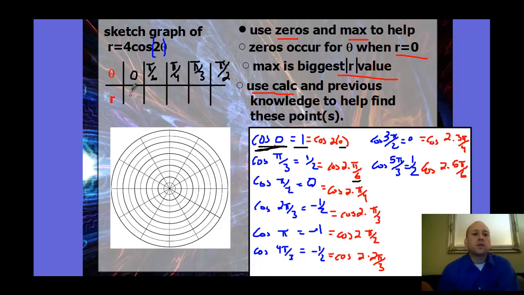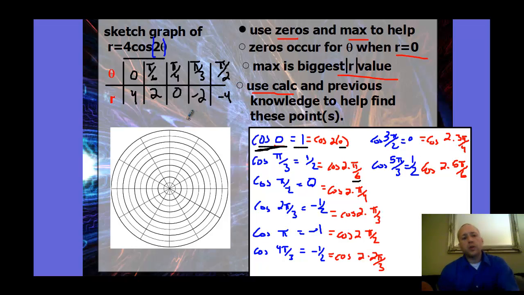And so then 1 times 4 would be 4. I have to finish up the equation up here though. At pi sixths, I would get the 1/2 when I plug it in here. I get 1/2 times 4 is 2. For pi fourths, I'm going to get 0, and 0 times 4 would be 0. At pi thirds, it's going to be negative 1/2 times 4, negative 2. And at pi halves, negative 1, which is negative 4.